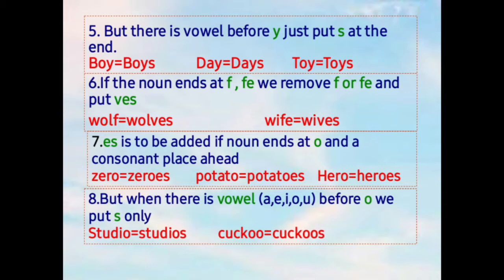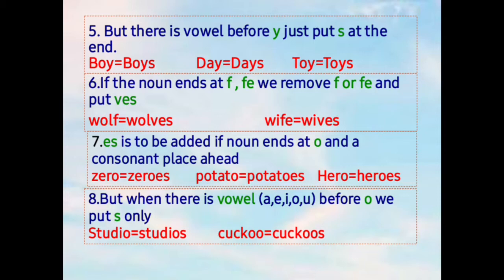The rule number 7 is, es is to be added if noun ends at o and a consonant placed ahead. The example is zero. Before o there is a consonant letter, so we will put es to make it plural, so it will be zeroes, potato, potatoes, hero, heroes.